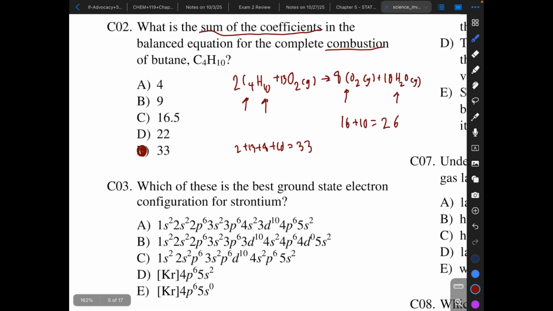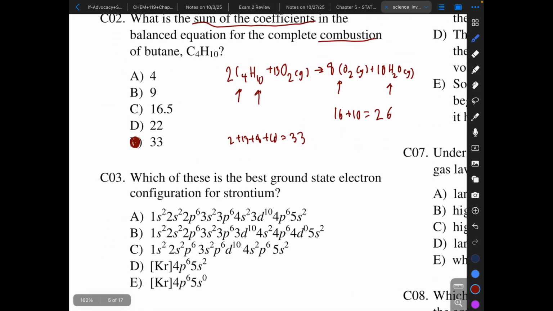For number 3, we're trying to find the best ground state electron configuration for strontium.